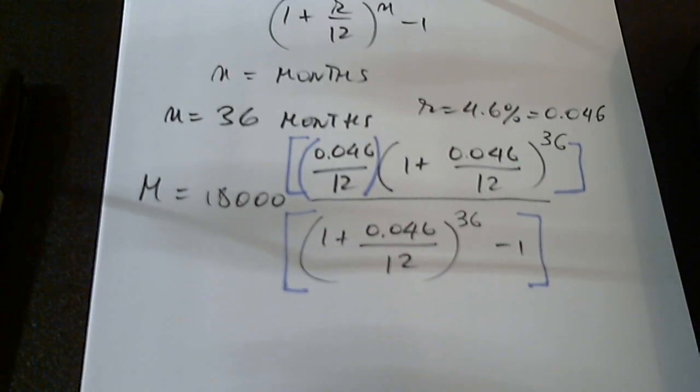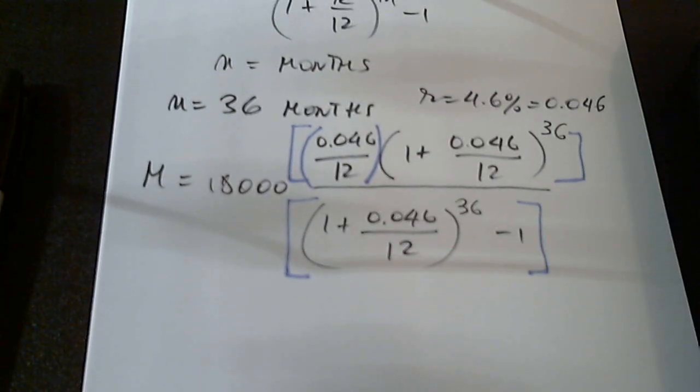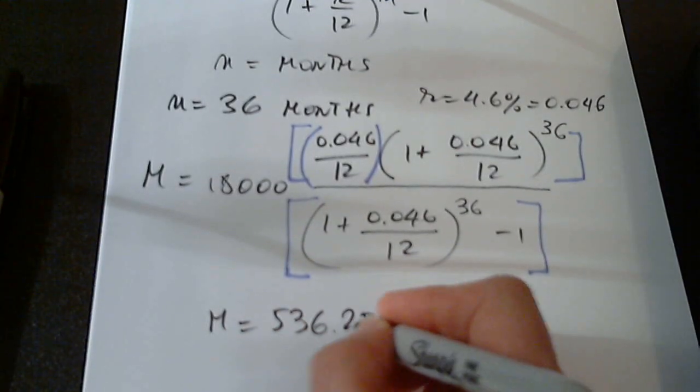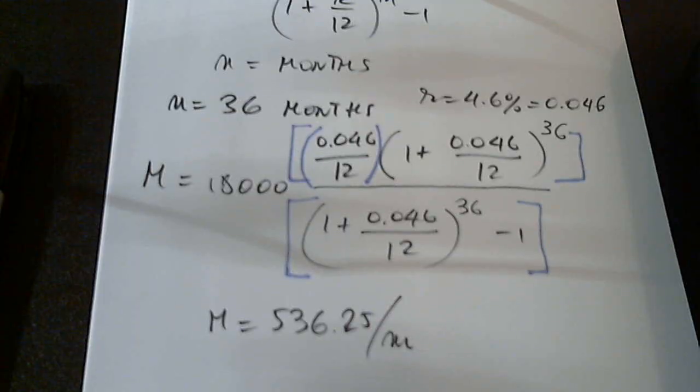This is the amount that they need to pay every month for the following 3 years. So this is the monthly payment to repay the loan over 3 years at the interest rate of 4.6%. M equals $536.25 per month. Let me say this from the very beginning: every time there is a measurement unit involved, the unit has to be stated at all times, no matter what it is.